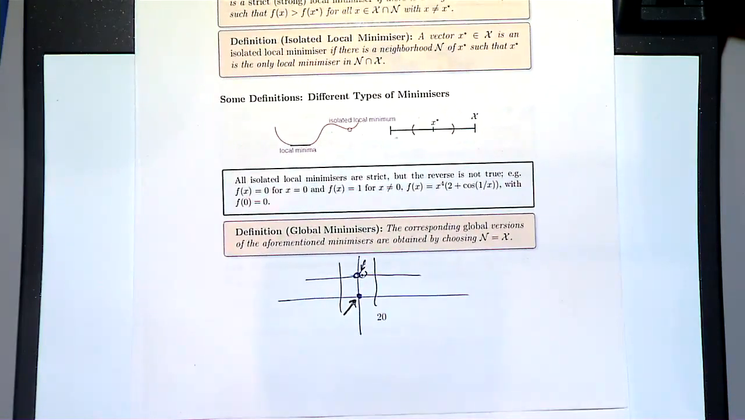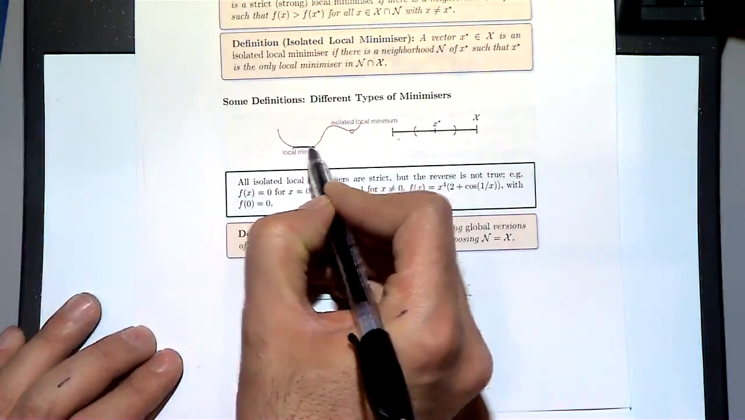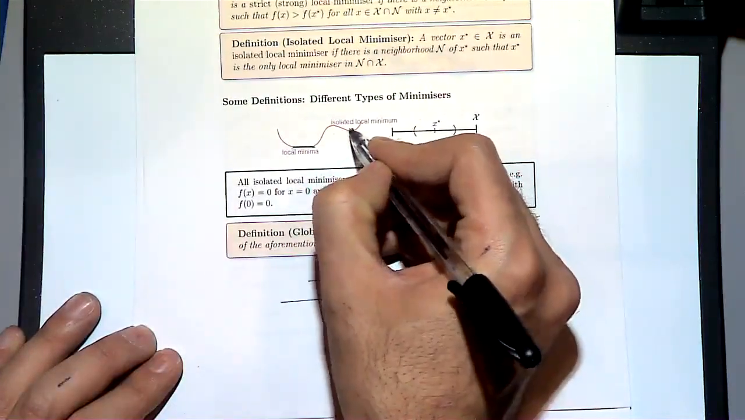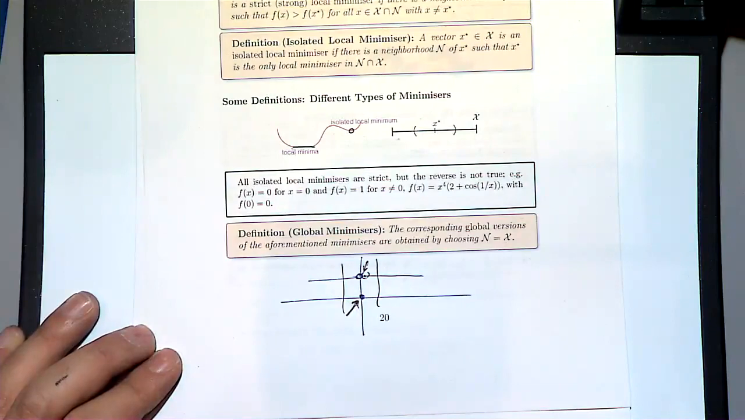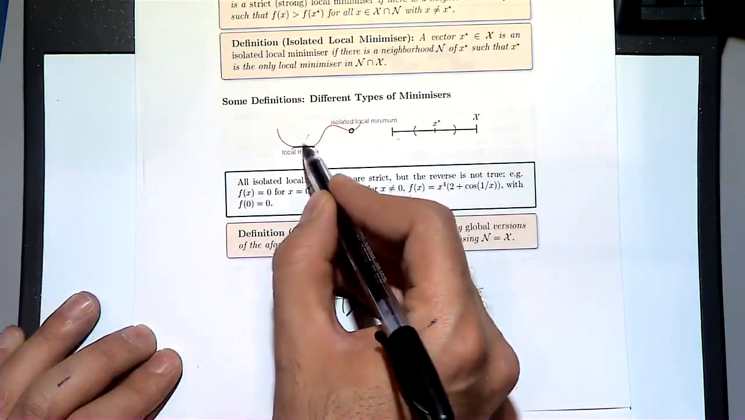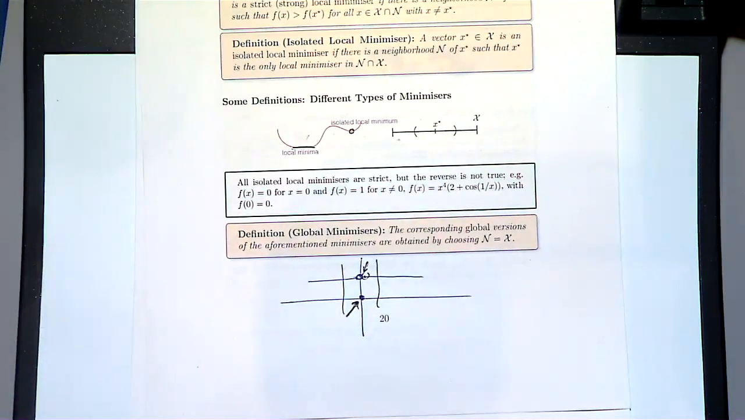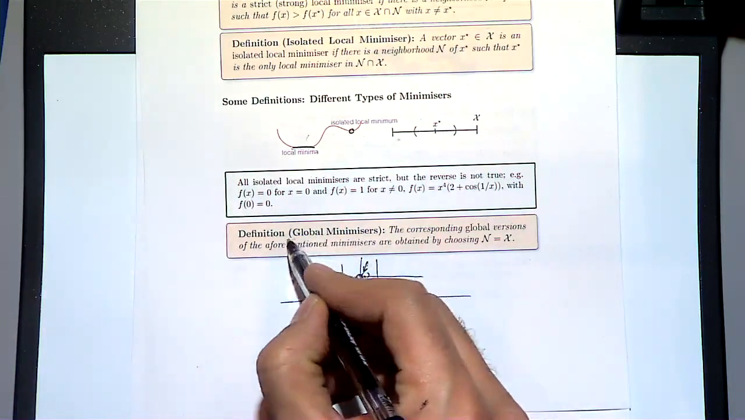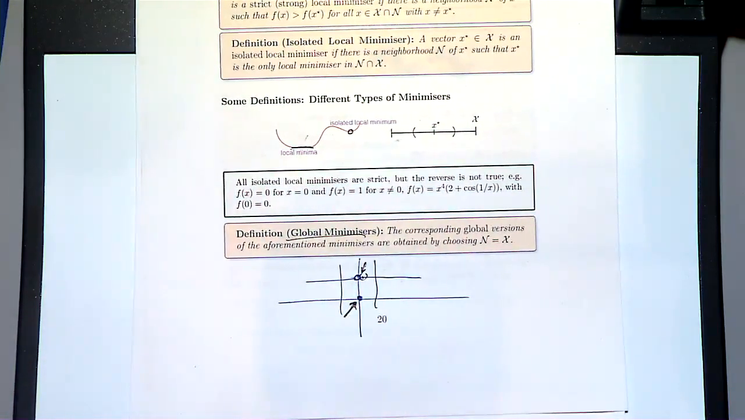Now just some schematics. This is a local minimum. This is an isolated local minimum. These ones, they might be next to each other. It can be a flat surface. And then we can have the global minimizers. If I pick my neighborhood to be the whole set X that I'm looking at, just grow it so that it covers the whole space.